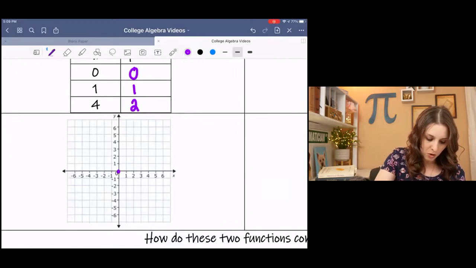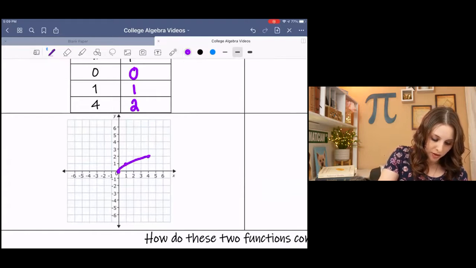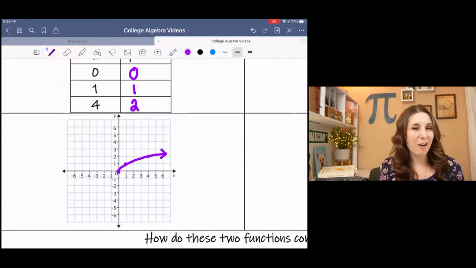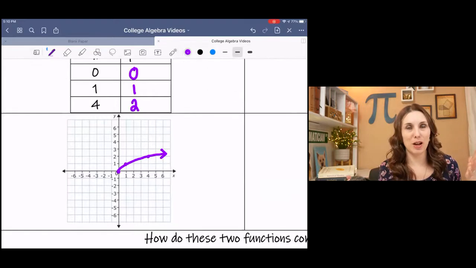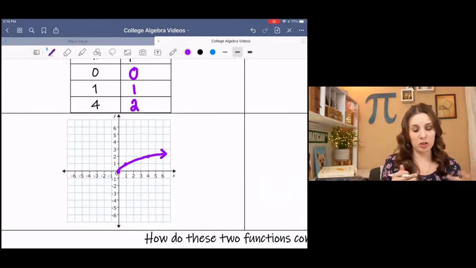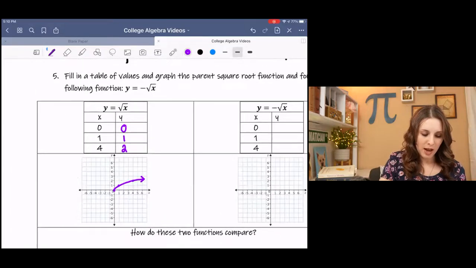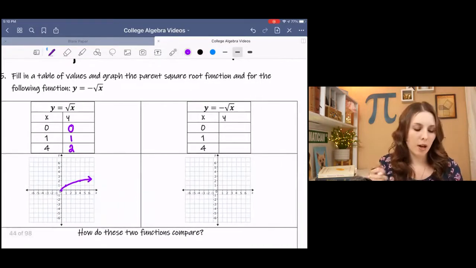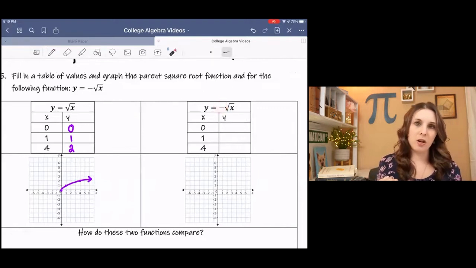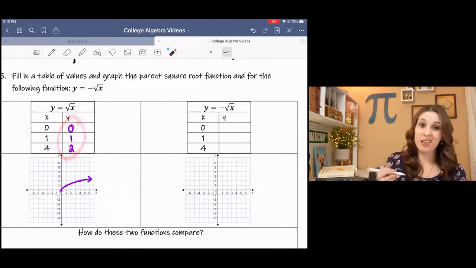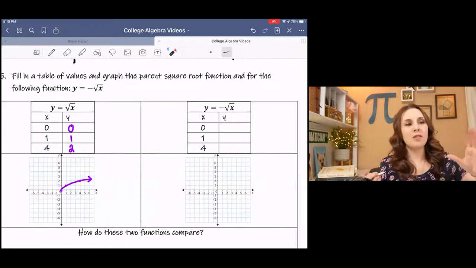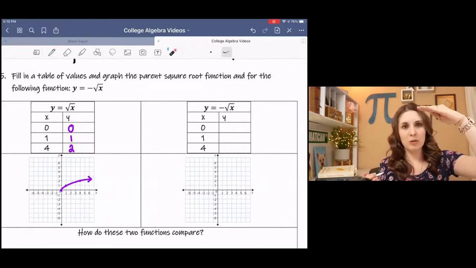We have 0, 0, 1, 1, 4, 2. And we end up with this, it's kind of like a half U shape thing. It's kind of like half of x squared, not really, but they're inverse functions, so it kind of is. And then we have the same function, but then there's a negative in front. So we're wanting to apply a negative to basically whatever we got here, which means that we're going to be taking those y values, and instead of these positive y values, we're now making them negative.